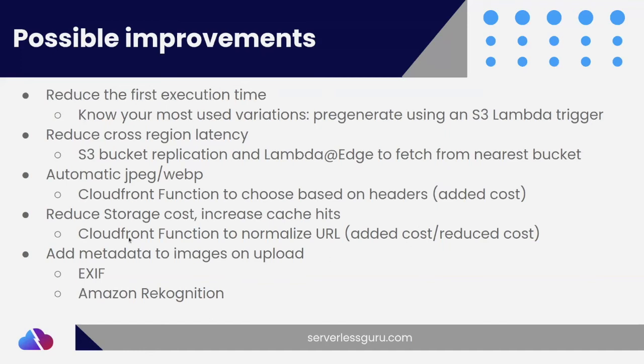Then we could also use the fact that we upload to S3 and that we have Lambda triggers on S3 to parse some info out of an image, EXIF data, run it through Amazon Rekognition, and then populate a database with all these values so that you can actually then search your image database based on these keywords. And again, that all adds to the global cost.